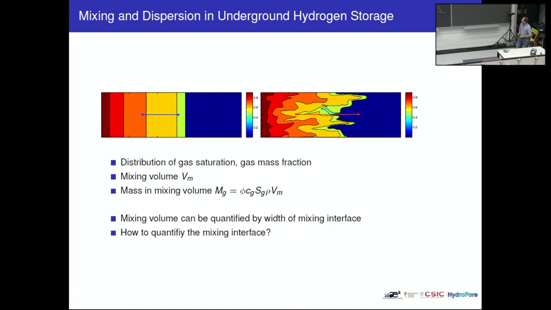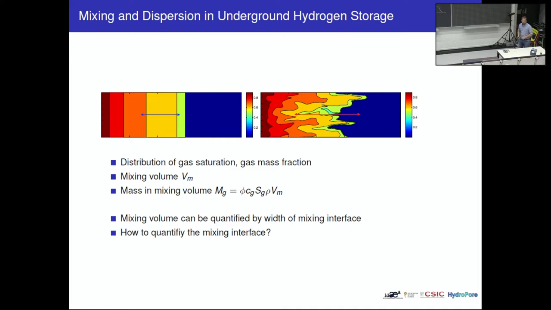So now mixing this dispersion again. What are we interested in, actually? What would be an observable that tells us how well the thing is working? We have a distribution of gas saturation or gas mass fraction on the left and on the right. This would be a homogeneous and a heterogeneous medium. So what I would be interested in is the mixing volume.